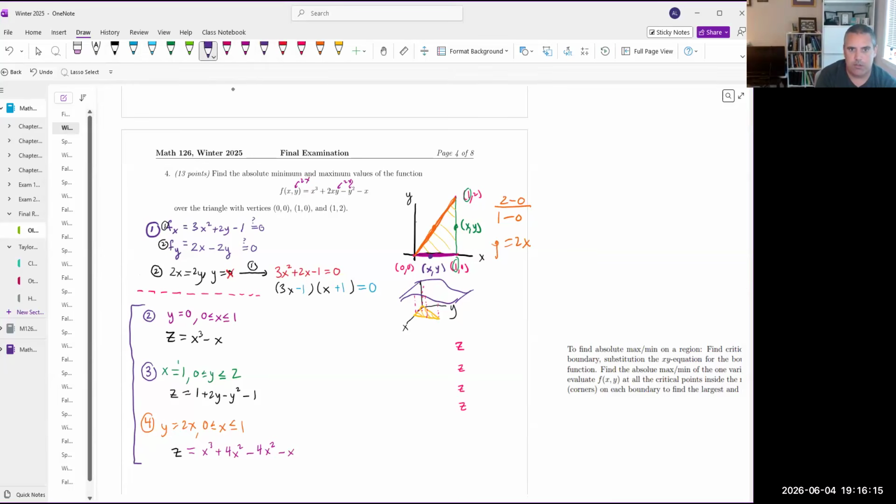But I get two solutions. x equals negative 1 and x equals 1/3. I'm going to just ignore x equals negative 1. Does anybody know why? Yeah, it's not in the region. It doesn't matter what the other value is. Because x equals y, that means y is 1/3.